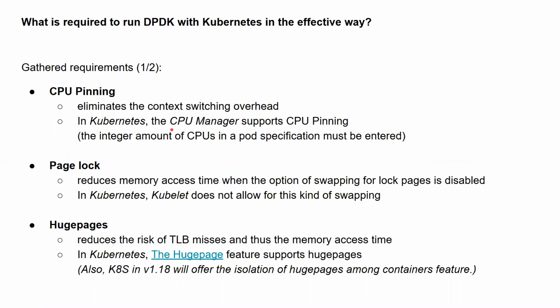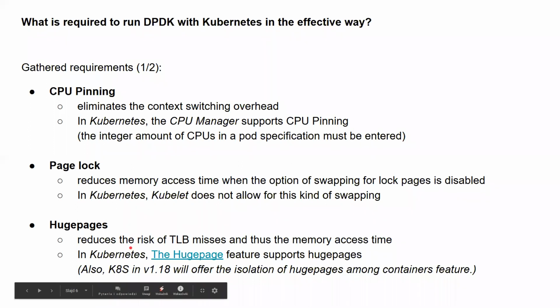In Kubernetes, we have CPU manager static policy, which supports CPU pinning, so this can be done. Page locks, as Kubernetes doesn't allow swapping, so this is also done. Huge pages to reduce the memory access time, and Kubernetes supports huge pages, and there are improvements in this area also. Version 1.18, I think, actually offers the isolation of huge pages among containers feature.